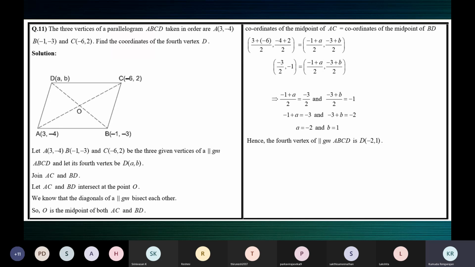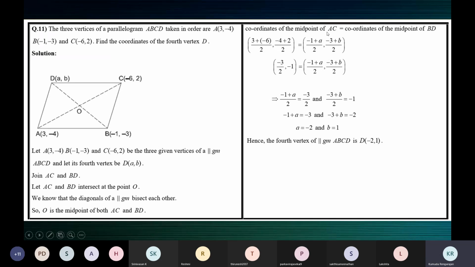So this is a very simple method. The property is that O is the midpoint of AC, and O is also the midpoint of BD, which means you can find the coordinates of O using A and C or using B and D. But it's only one point O, so it will have the same address whether you find O using A and C or B and D. The address is the same. So that's what we write here.